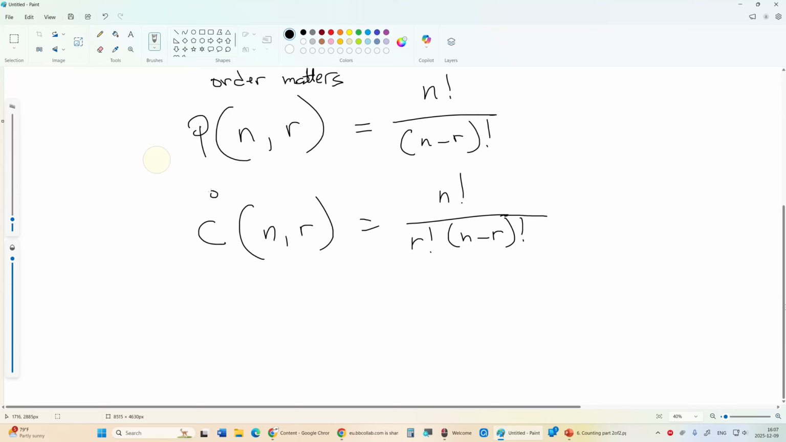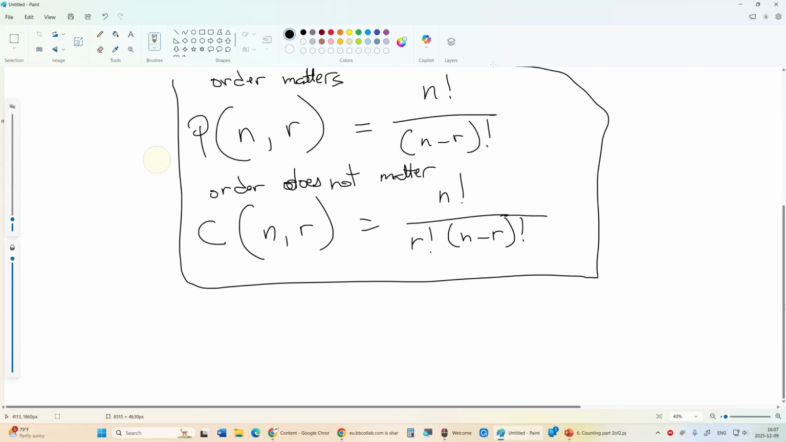So this is when the order does not matter. So this is the summary that I would like you to keep in mind, and this is what we're going to be using every time we'd like to talk about those exercises.